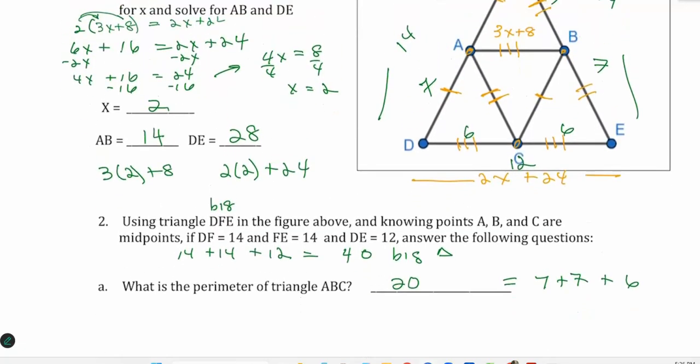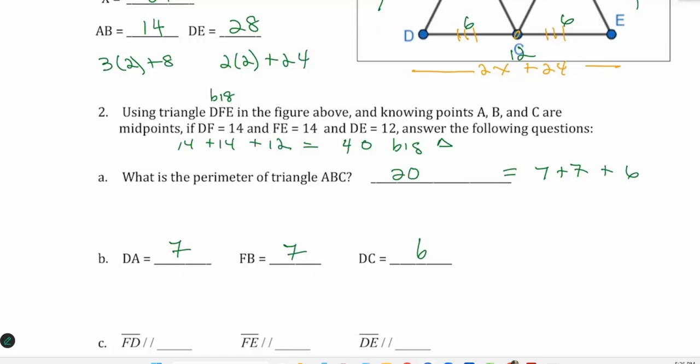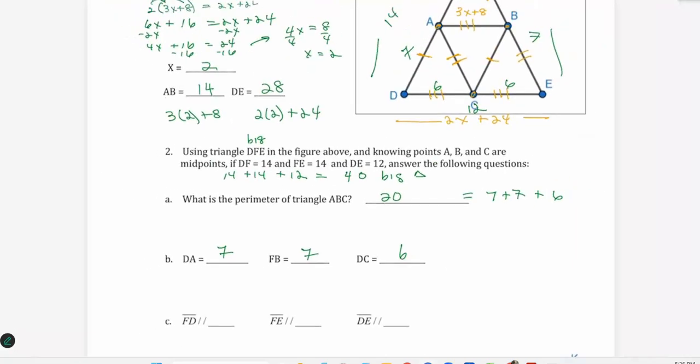Okay, so now they ask me what DA is. Well, DA is 7. What was FB? 7. And DC is 6. So I've done all of those. And then they ask me about parallel pieces.